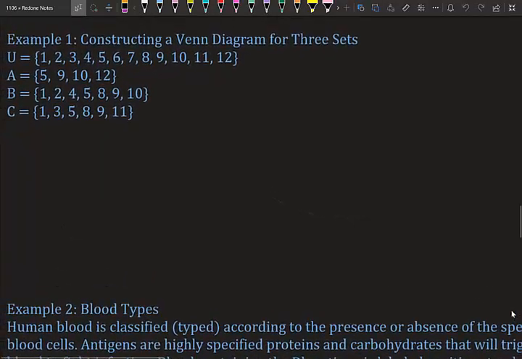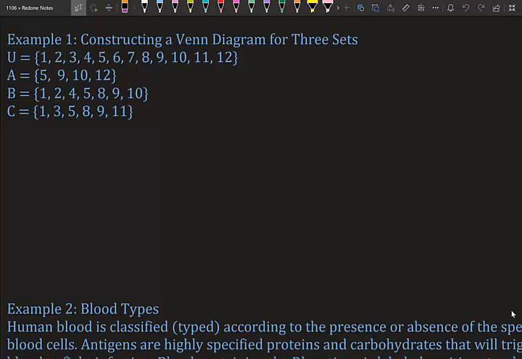All right, example 1. Construct a Venn diagram for 3 sets. So our universal set is 1, 2, 3, 4, 5, 6, 7, 8, 9, 10, 11, 12. So it's all the counting numbers 1 through 12. And set A is 5, 9, 10, 12. Set B is 1, 2, 4, 5, 8, 9, 10. Set C is 1, 3, 5, 8, 9, 11.